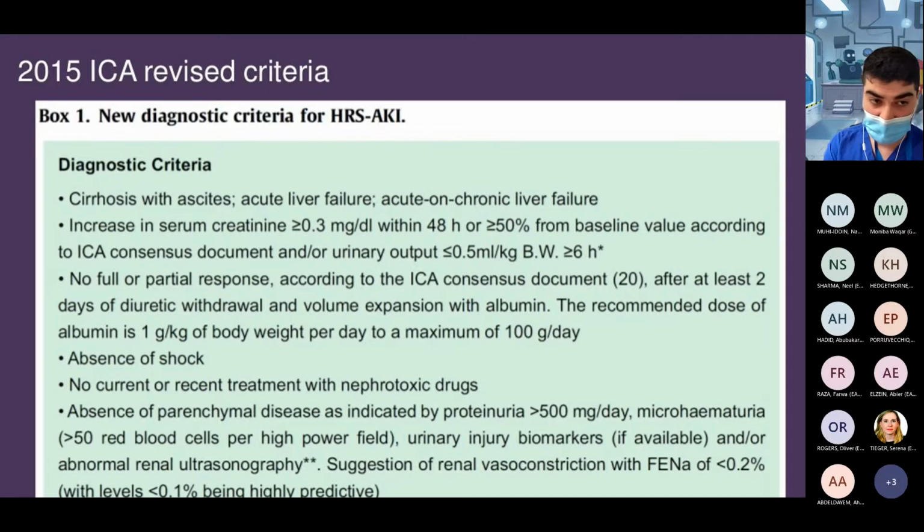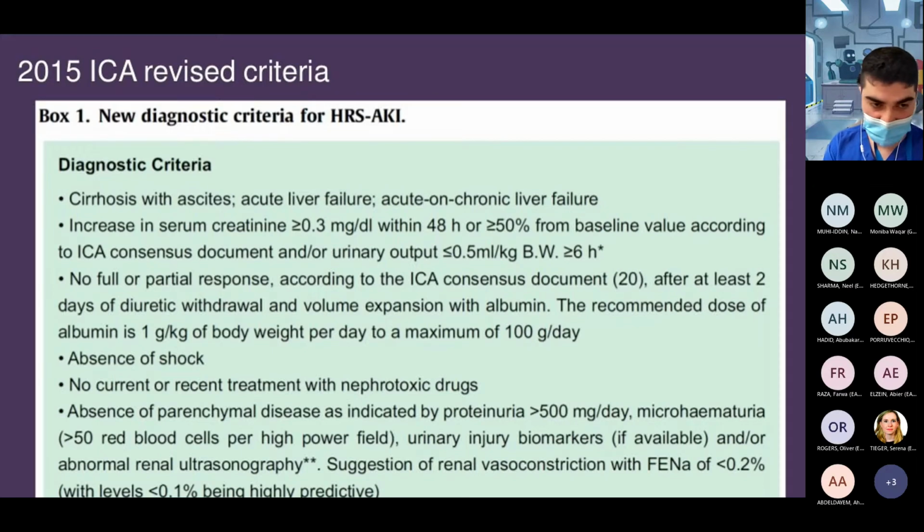You still had to have liver disease. You still had to stop any offending medications, make sure they weren't hypovolemic, and give them albumin. The recommended dose of albumin is 1 gram per kilogram of body weight. Just to give you an example, 20% human albumin solution, which is commonly the agent we'd use, has 20 grams of albumin in 100 mL. So if you had someone who's 60 kilograms, you'd give them three bottles of 20% HAS on a daily basis.